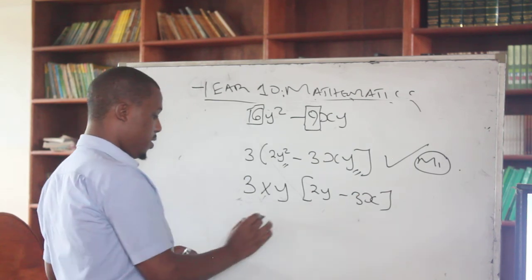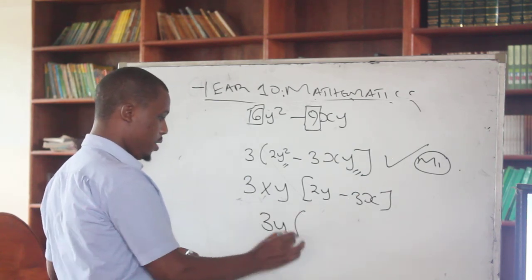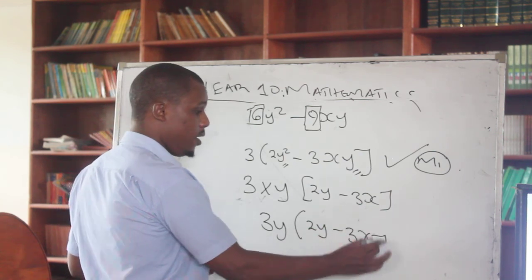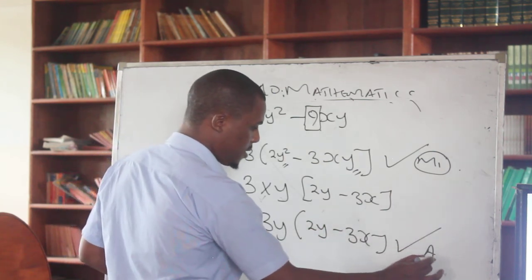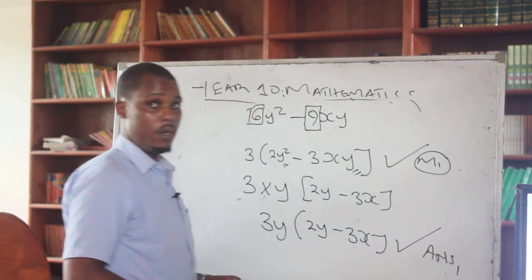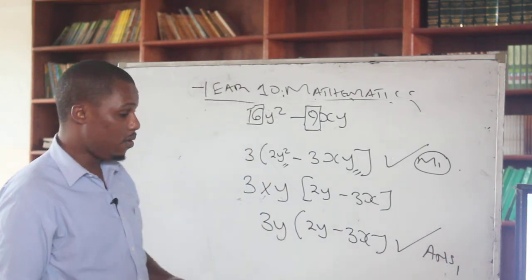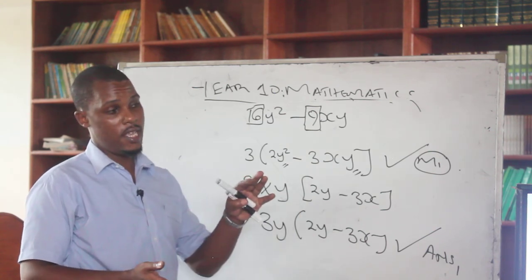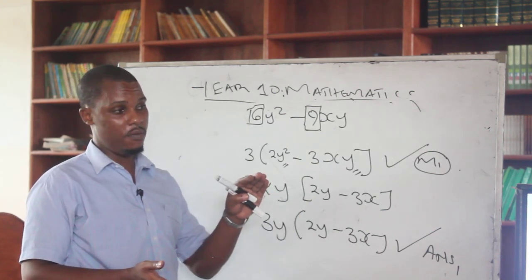So finally, we multiply, this one is going to be 3y into bracket 2y minus 3x. So that's when you get your final marks as answer. So when you have that at the right part, you need to focus on it. So that one I have done for you. So for you, complete the others on your own. Make sure that you send them to me for marking.